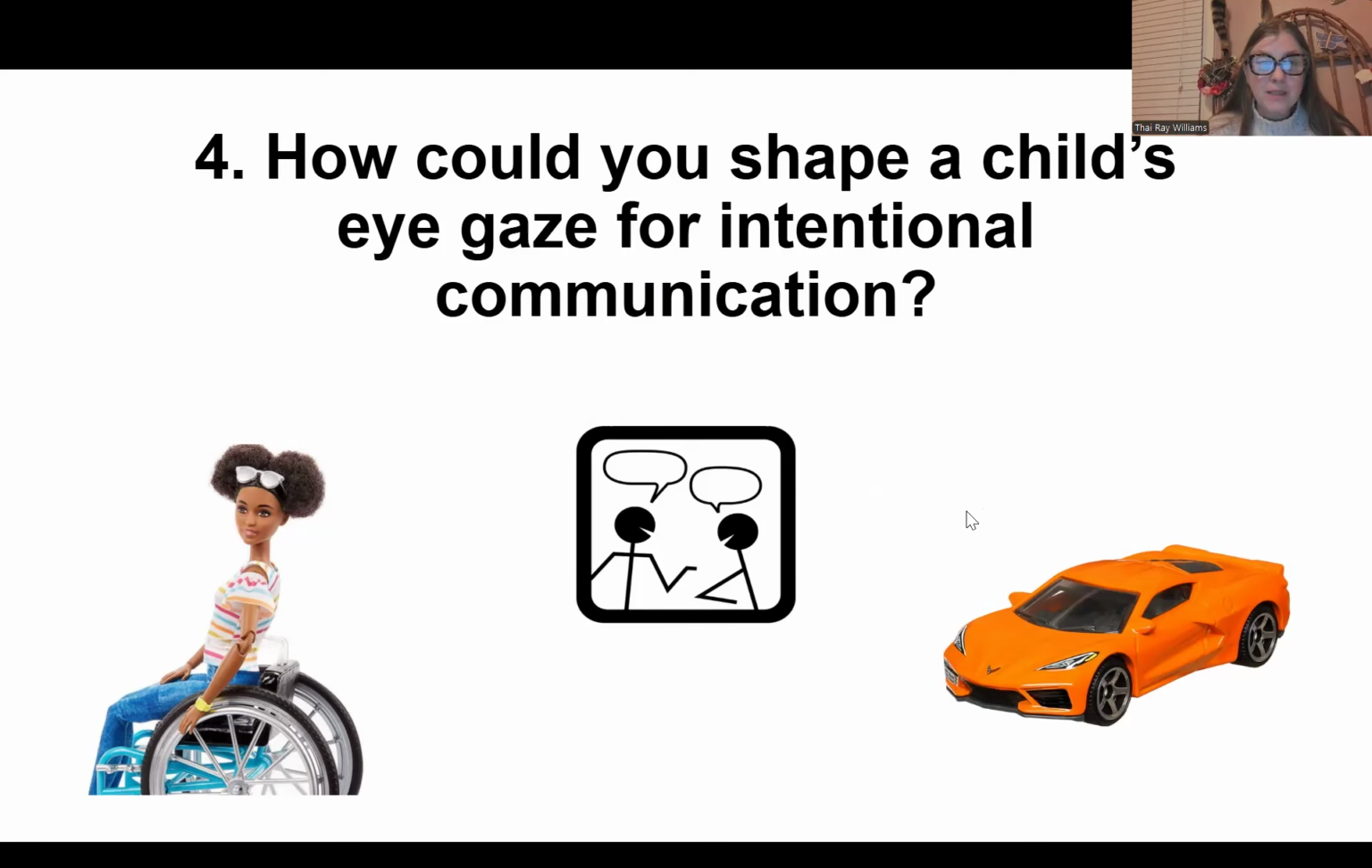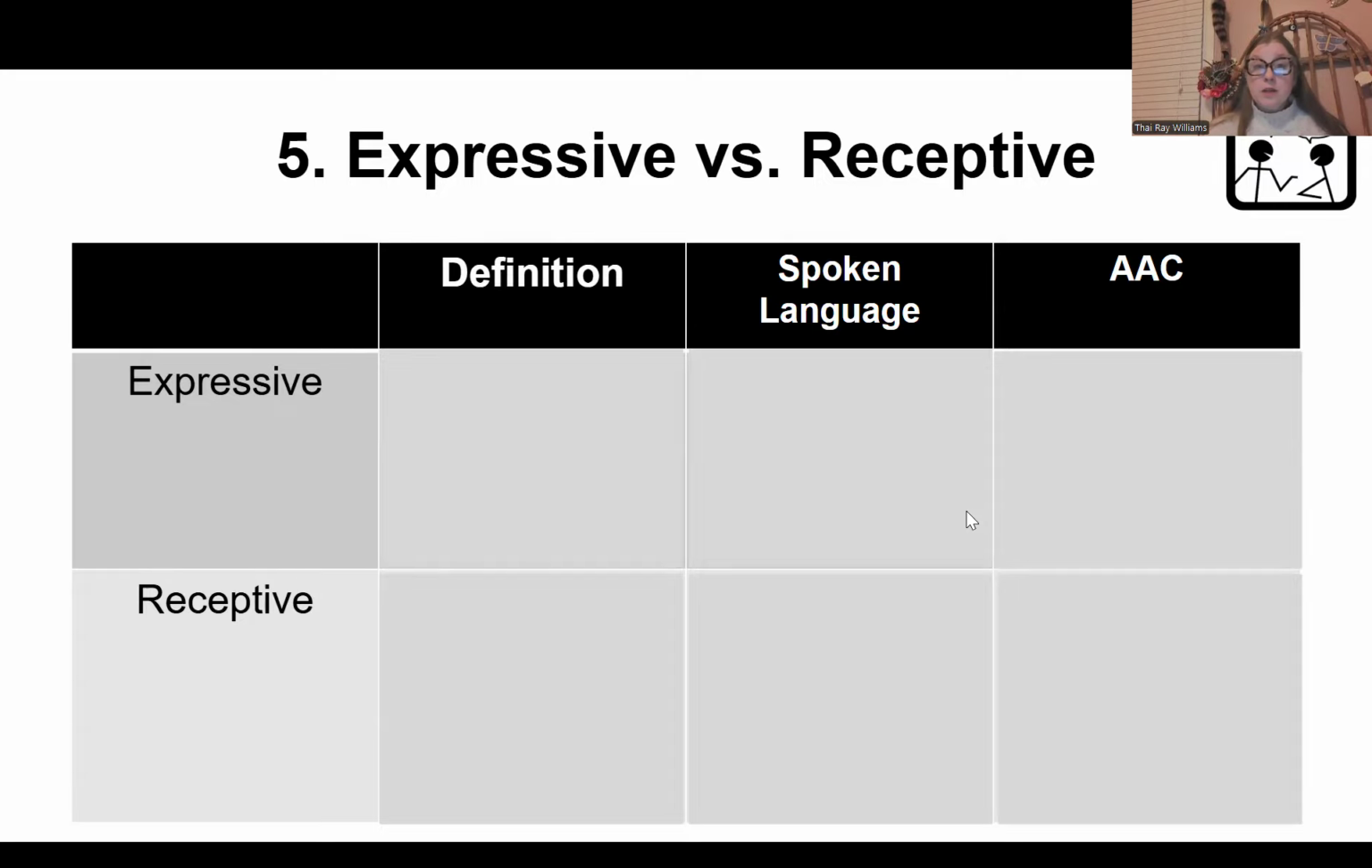All right, welcome back. Let's keep going. Next, we're going to talk about expressive and receptive communication. So this is something I want you to stop again, and this is just a quick write. I want you to write, what do you remember or know about expressive versus receptive communication? What are they defined as? What's the difference between them? So go ahead and stop your video, come back, and then I'll share the definitions, and you can compare them to what you wrote.